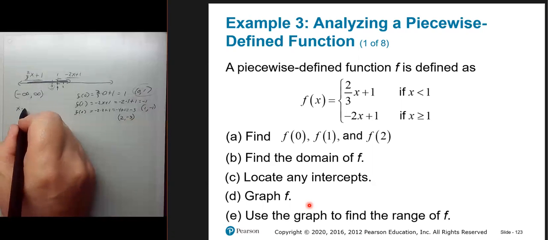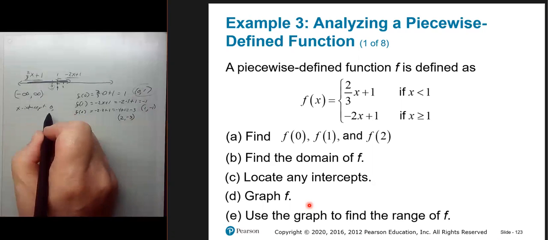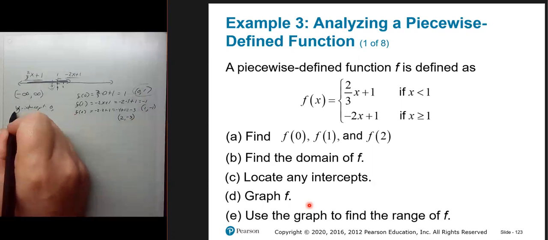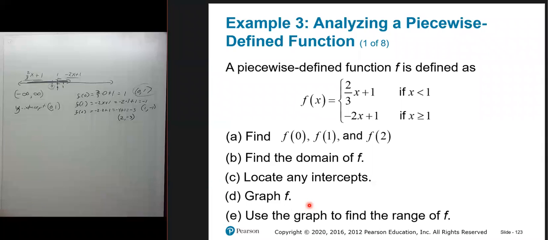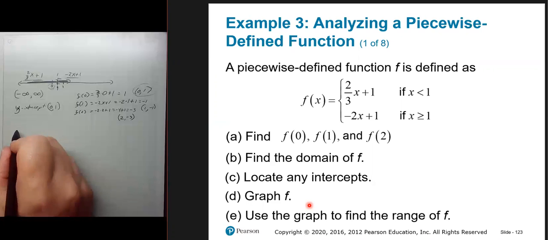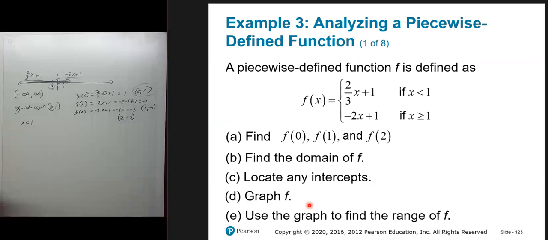So the x-intercept is at the point 0. No, the y-intercept, sorry, is at the point 0, 1. The x-intercepts is setting the function equal to 0. Now, we have to use all the functions here, because when I want to know if x less than 1 gives us an x-intercept, I'm going to use 2/3 x plus 1, and I'm going to set that equal to 0.